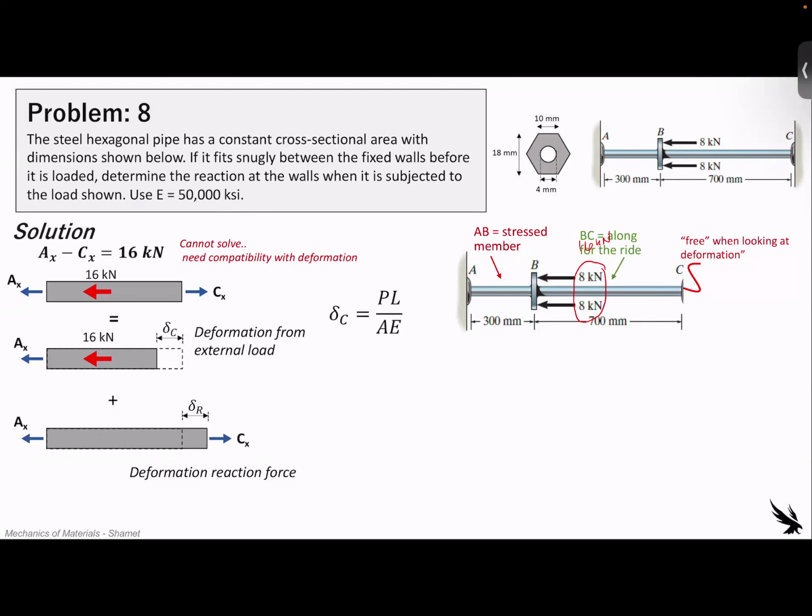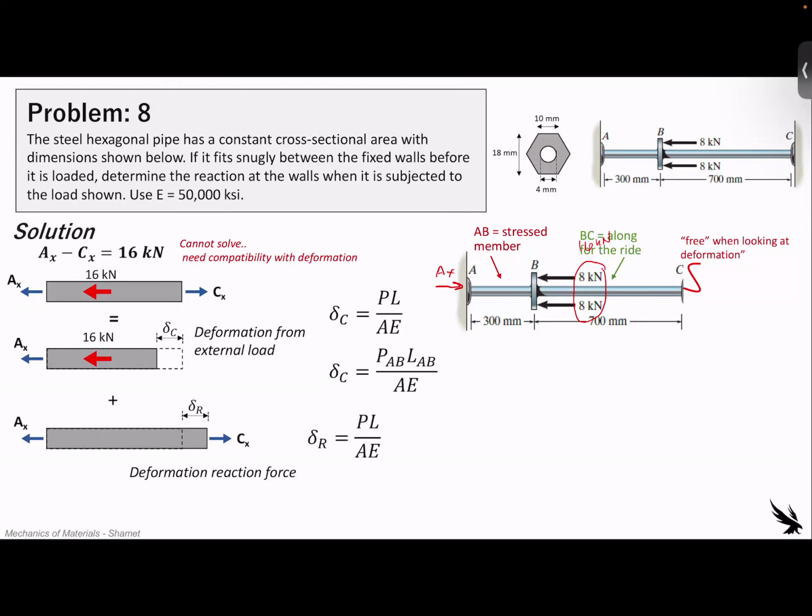Now, if the arrows were pointing the other direction, it would still be the same case, because again, it's fixed on this side and free on the other side in our make-believe superposition world. So this deformation, delta C, has the internal force P_AB, and the length is only the 300 millimeters.